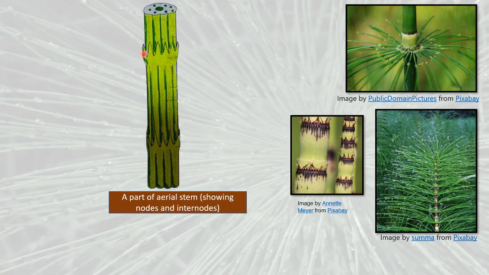This is the structure of an aerial stem, a part of it, where we can see this is the node and this is the internode. Between two nodes, the part that is present is the internode. This internode in Equisetum is hollow, right? So this central portion is hollow from inside. There is nothing much present, it is hollow. It is like a hollow cavity.